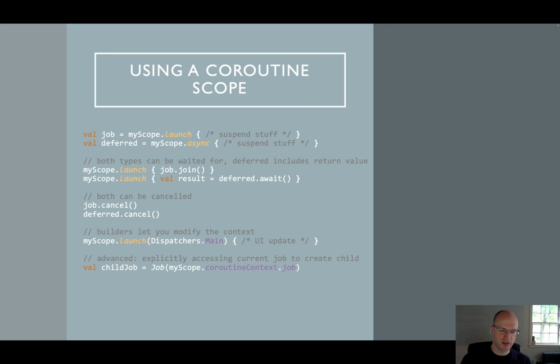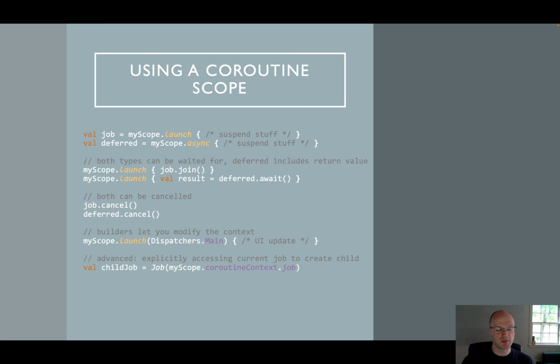These two types, job and deferred, are very similar in that they can both be canceled. You can check for exceptions in the same way, for example. Another feature of these builders is that at the moment you call them, you can also use them to modify the context. So here I'm overriding the dispatcher for the work that I'm doing. If I need to do a UI update asynchronously, this is a pretty common pattern of how that would look. And this last one is probably more advanced usage, probably not going to come up very often, but just showing you how you can work with these sorts of things.